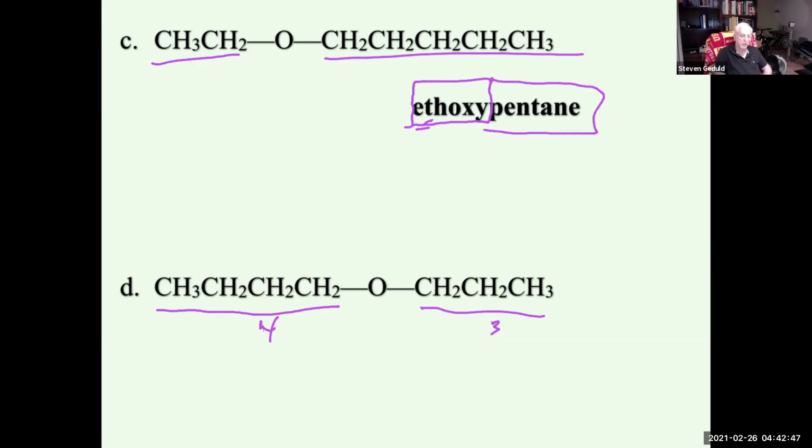Perfect. Propoxy butane. Propoxy is the shorter chain. Prop, you drop the A and E and add OXY. And then we name the hydrocarbon as we normally would with the number of carbons that are attached to it. Propoxy butane.